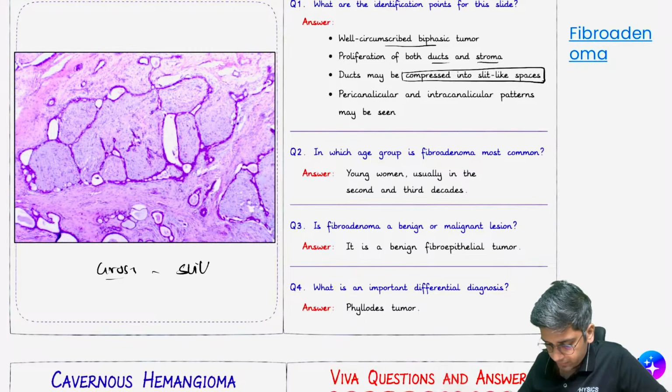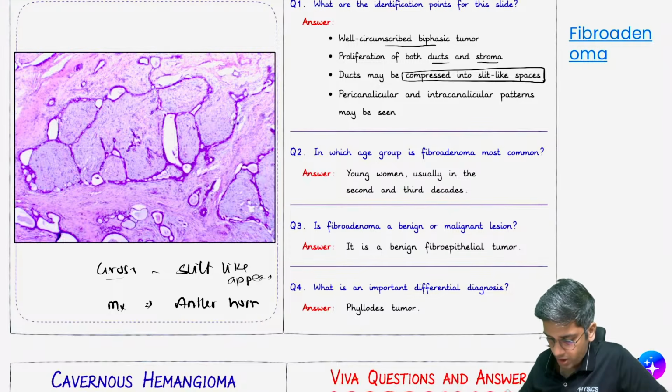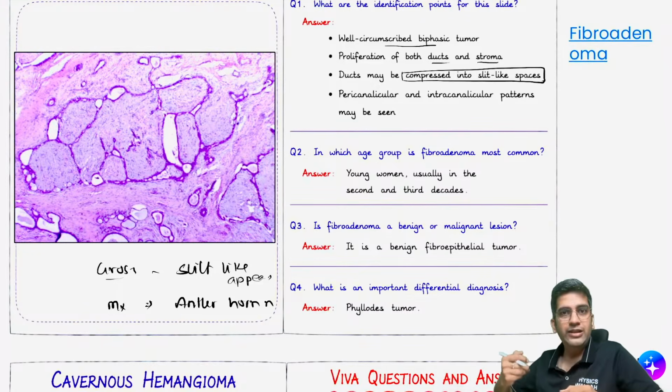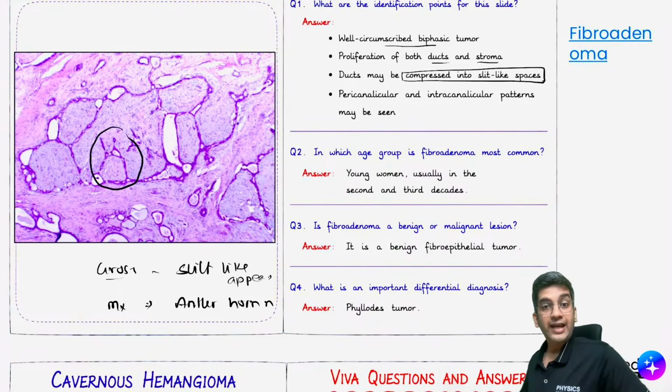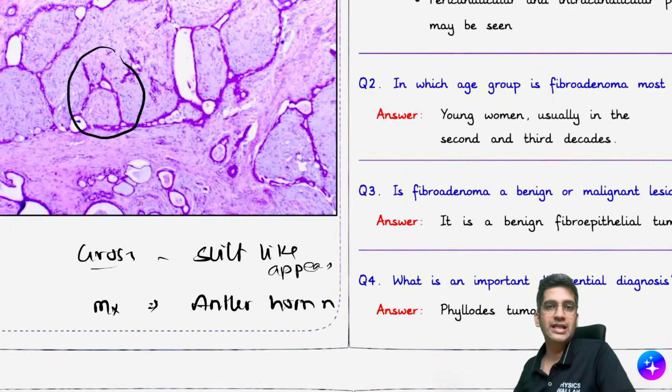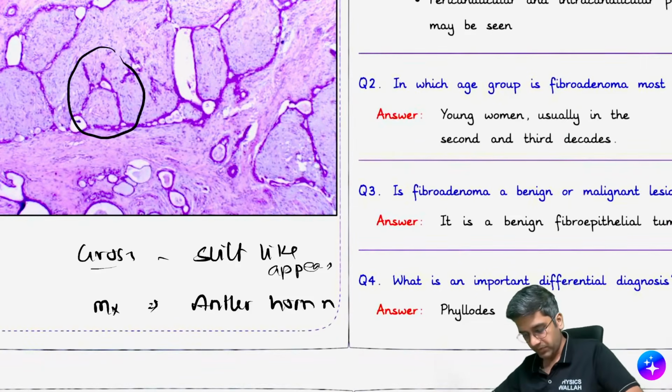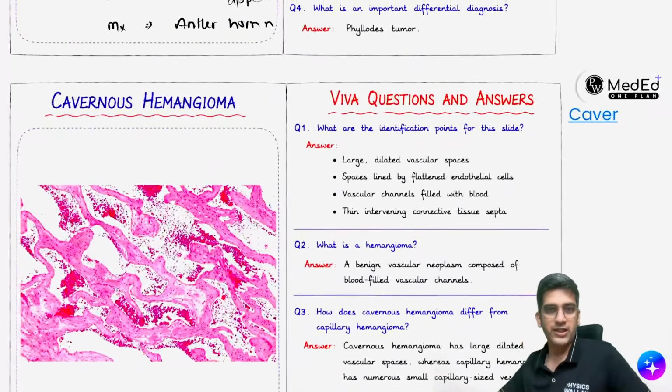It will have the slit-like appearances. And in FNAC, we have a finding called an antler horn appearance. All the compressed glands, when I pull them, look at this, it actually looks like a horn, right? That comes out in the cell. In FNAC, I have an antler horn appearance. That's classical for a fibroadenoma of breast. Fine. Perfect. Let's go to the next guy.